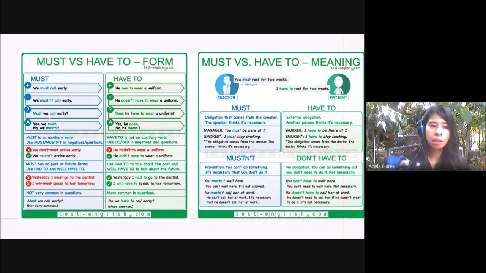Okay. El must no usa auxiliar, sino que es el mismo el que es auxiliar y que va al inicio de la pregunta cuando lo cambiamos a pregunta. Y el have to, como si es un verbo, no es un auxiliar, entonces sí necesita un auxiliar que vaya al inicio de la oración cuando hacemos la pregunta.